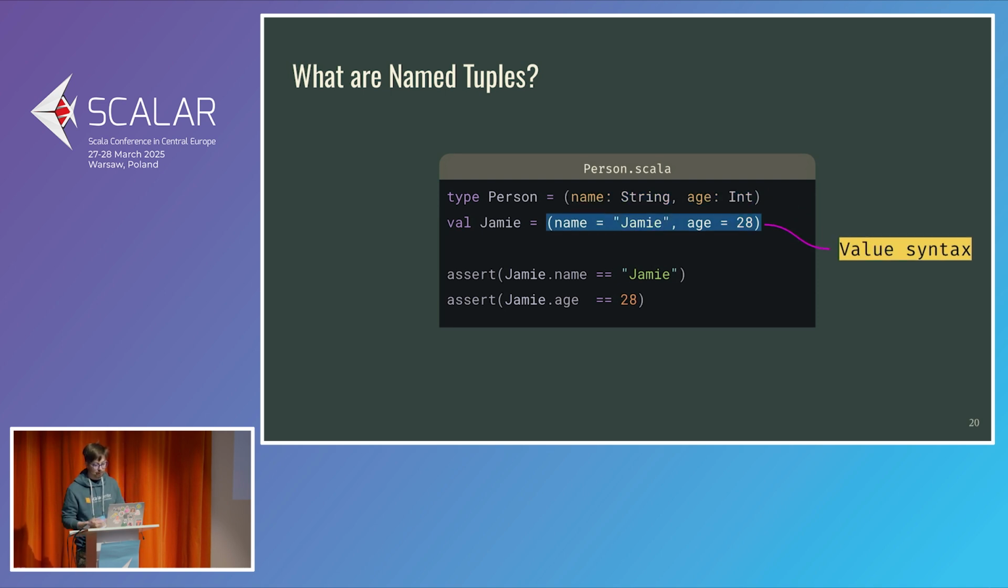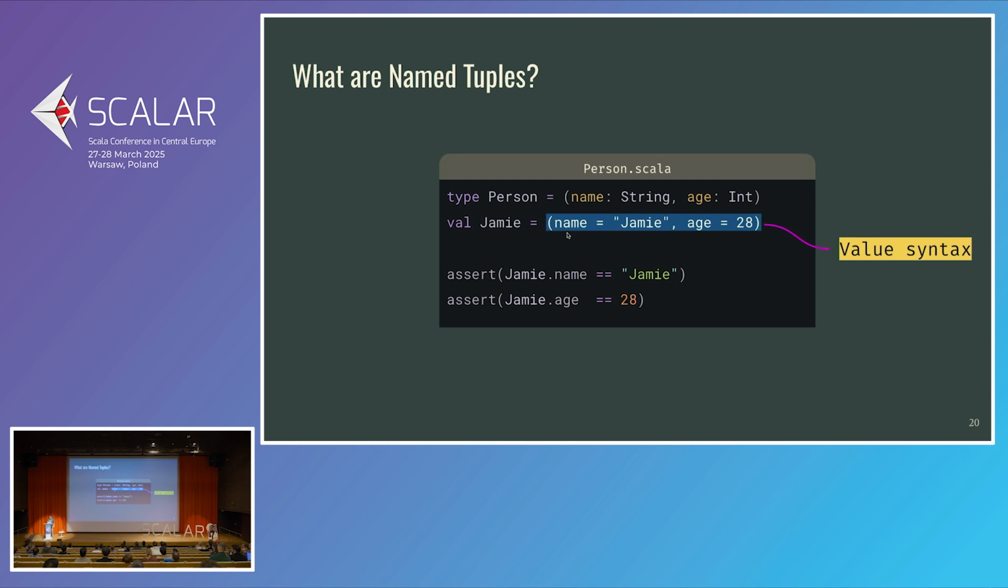So I can construct a person by providing just a name and an age inside of parentheses, or any label that you want to give at all. You don't have to pre-declare this. You could just have this value on its own. And you do get type inference.